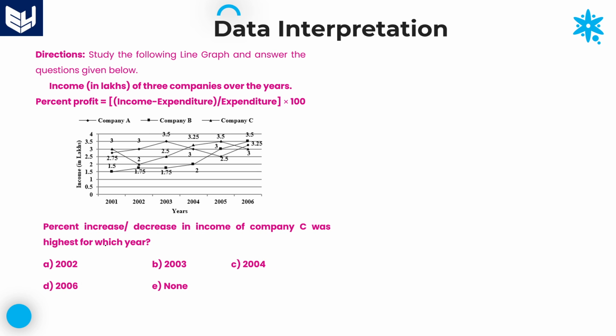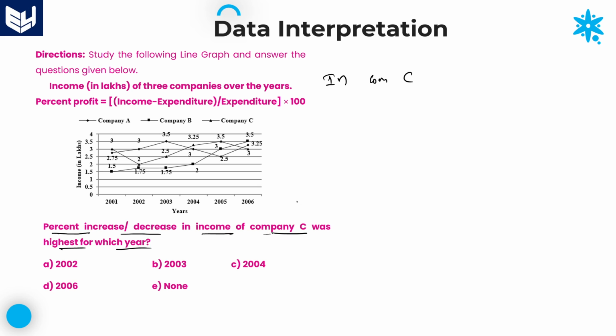Last question in this session. See here. The percentage increase or decrease in income of company C. Here we are talking about the percentage increment or decrement value for company C. Income for company C was highest for which year?